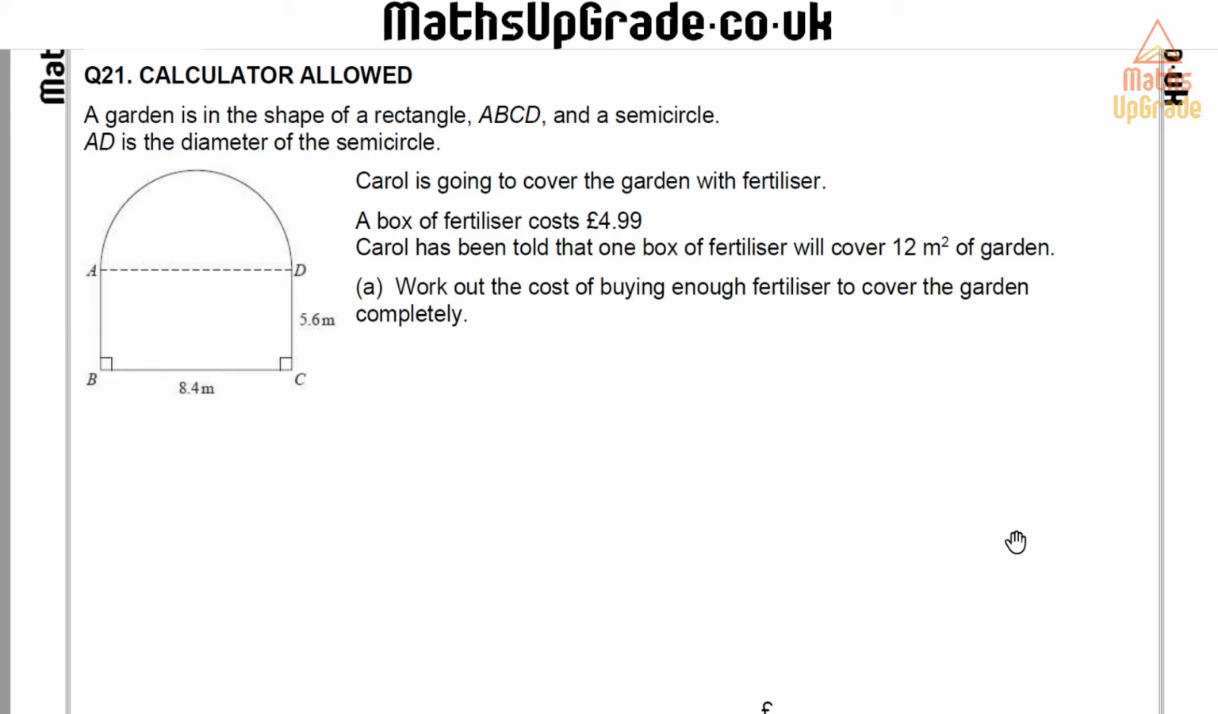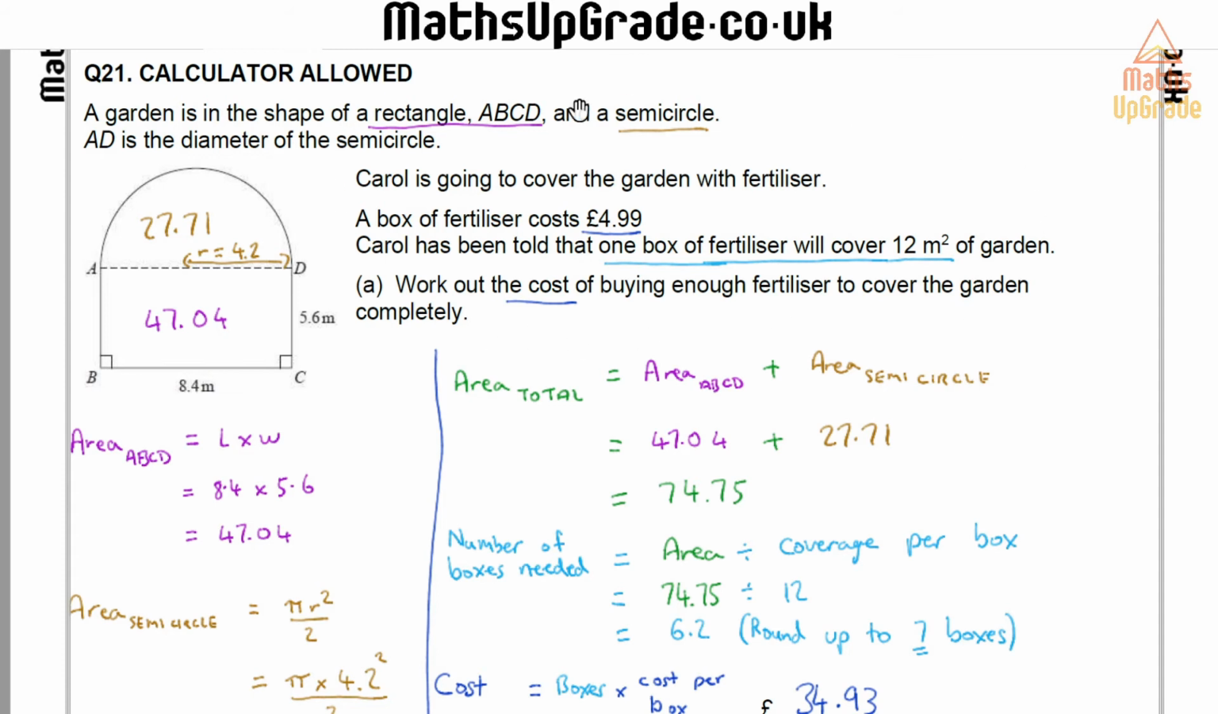So this question involves area, because you're covering a region. So what I'm going to do is find the whole area of that entire shape. It's a compound shape involving a rectangle and a semicircle. Then I'm going to find the number of boxes I need by dividing the area by the coverage per box. And then I'm going to multiply that by the cost per box to find the total cost. So let's underline the key information in this diagram. Okay, so here's the key information underlined.